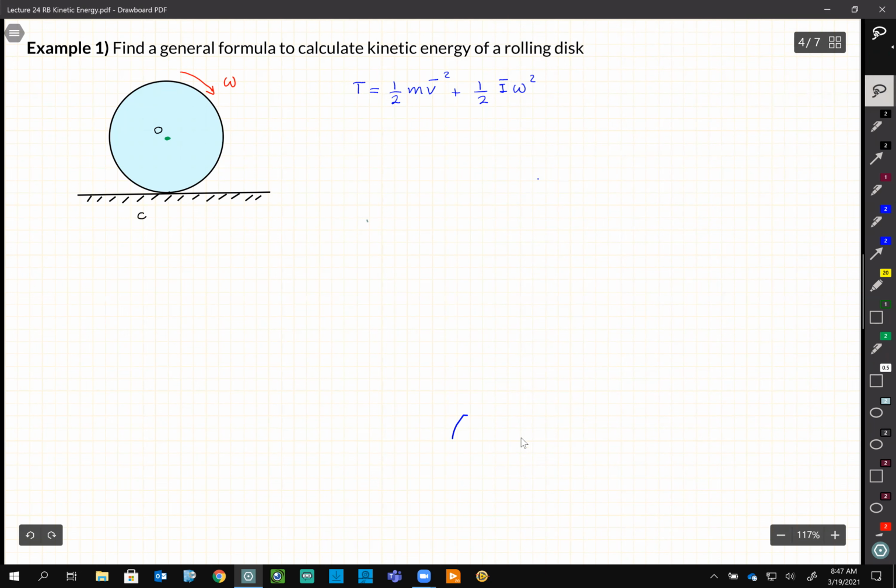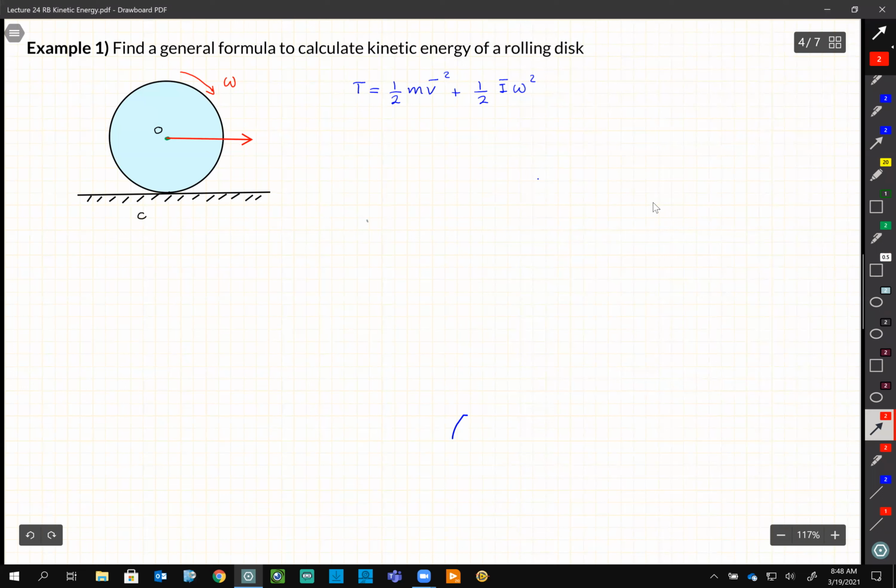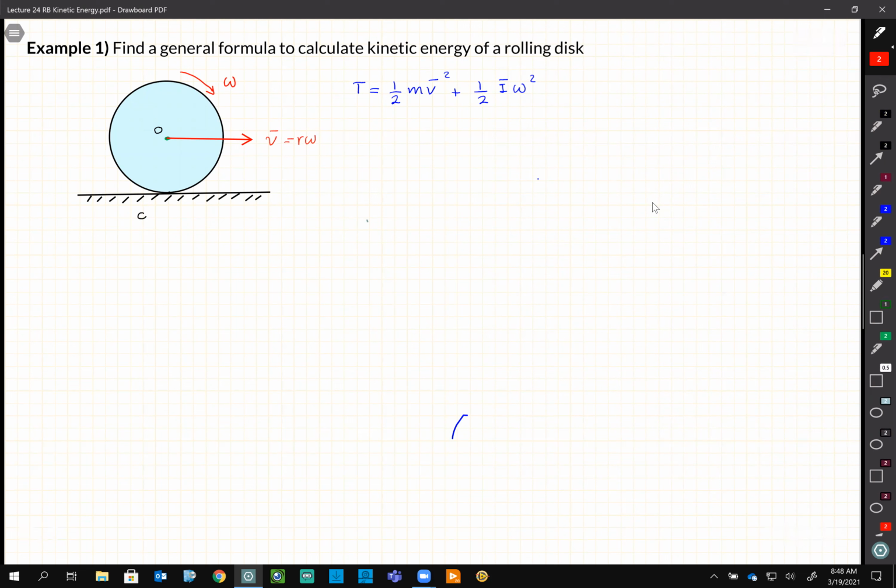Okay, anyone got a value here that we can type? You can type it in the chat. You just follow this formula, super simple, right? Maybe I will give you a hint. You know the velocity of this guy, V bar, which is R omega. R is the radius of this disk.